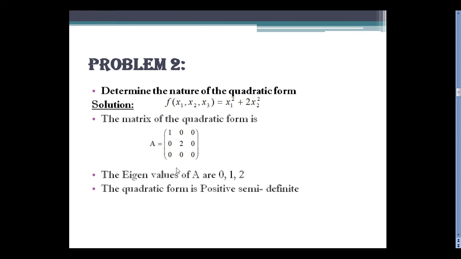Since we have only the diagonal values and all other entries are 0, the eigenvalues of A are nothing but the diagonal values 0, 1 and 2. Now, since the positive values 1 and 2 exist along with 0, the nature of the quadratic form is positive semi-definite.